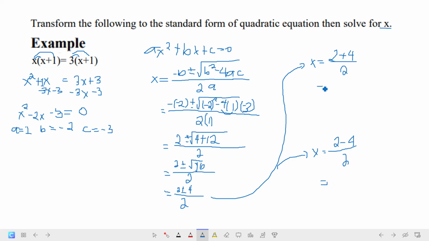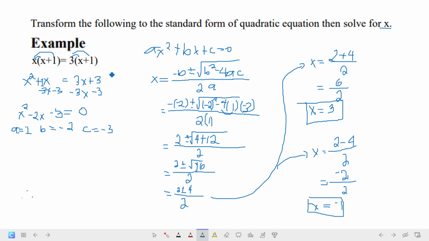Alright, so let us simplify first the one above. 2 plus 4 will give us 6 over 2. And then 6 divided by 2 will give us 3. And this is now our value of x, or root 1. Proceed to the next. Okay, so if we subtract this, we will get 2. And which is greater? The greater number is 4. That's why the sign is negative. Okay, so over 2. And 2 divided by 2 is 1. And negative divided by positive is negative. Therefore, it is our x sub 2.